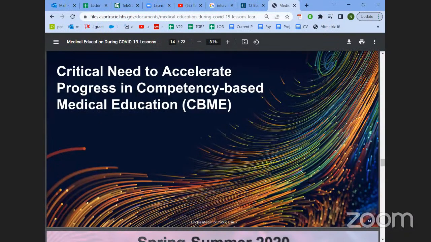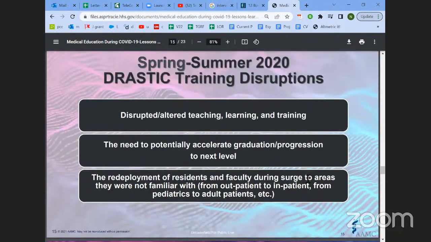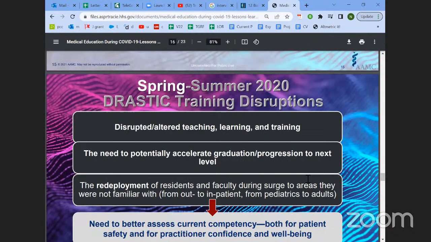The critical need to accelerate progress in competency-based medical education. So what happened is students in their final years were accelerated to graduate, and residents doing ER were shifted into internal medicine. Some people who were working outpatients were shifted into inpatient, and they were working in positions where they were not necessarily comfortable. So there was a disrupted teaching, learning, and training process during COVID-19. So this has actually highlighted the importance of competency-based training for residents and med students.